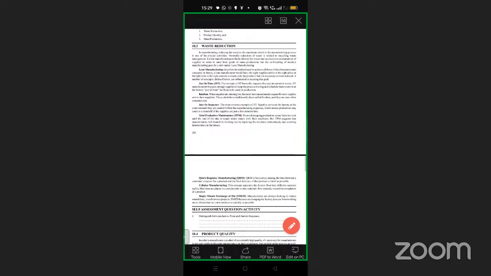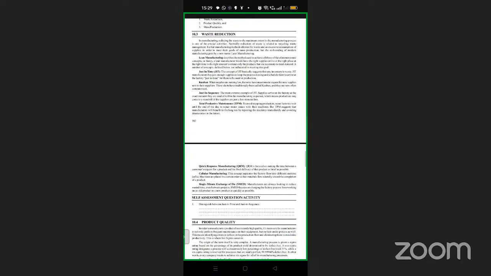In manufacturing, reducing waste to the maximum extent is one of the crucial activities, and along with reducing the waste, the quality of the product should not be lost. Both have to be maintained equally. Earlier manufacturing methods allowed for waste and excessive consumption of supplies in order to meet their goals for mass production, but modern manufacturing goes by a new name, lean manufacturing. Earlier it used to be waste, now it is lean manufacturing.